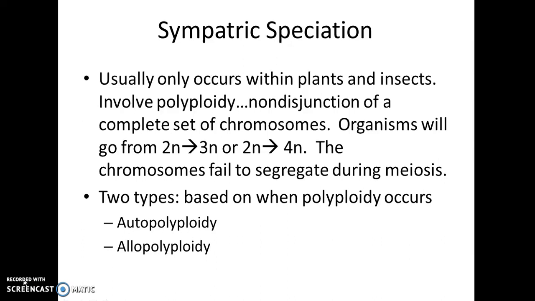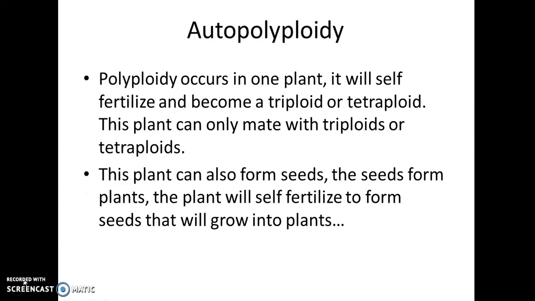So instead, organisms will go from either 2N, which is diploid, to 3N, which is triploid, or from 2N diploid to 4N, which are tetraploids. The chromosomes fail to segregate or move during meiosis 1 or meiosis 2. Now, there are two types of sympatric speciation, and that depends on when the polyploidy occurs. That is autopolyploidy or allopolyploidy. We're going to go into autopolyploidy first.